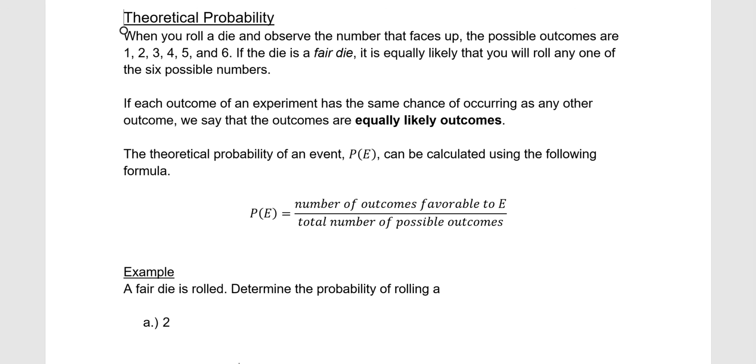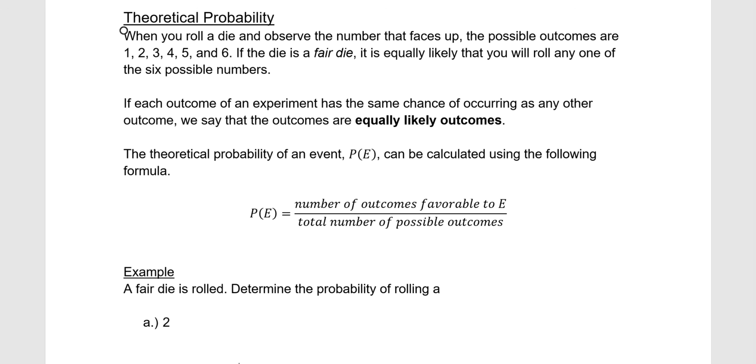So 1, 2, 3, 4, 5, and 6. And if the die is a fair die, that means it's equally likely that you will roll any one of these 6 possible numbers. So we mentioned the term fair before with a fair coin, and that has to do with the phrase equally likely. So that kind of brings us to this definition, even though I mentioned it before.